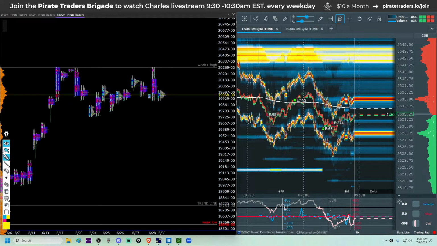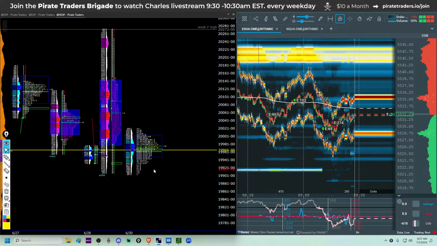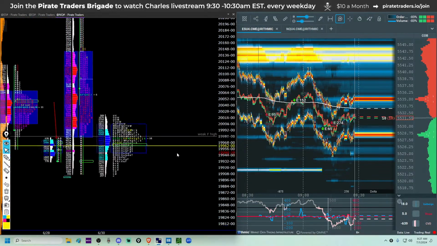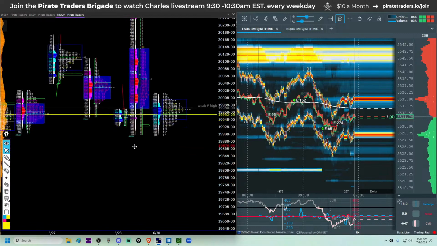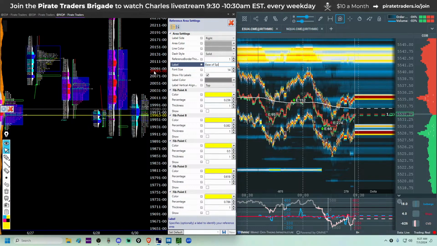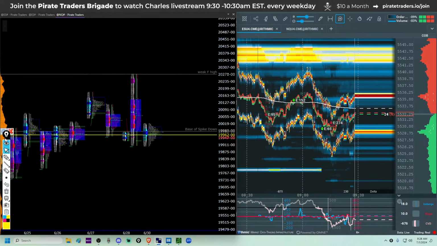So let's zoom in a little bit on the NQ and see if it left behind a spike on Friday. It did. And the base of the spike on the NQ is 19,980. Okay. So exactly the same read as the ES this morning. Spike down. Exactly the same read as the ES.